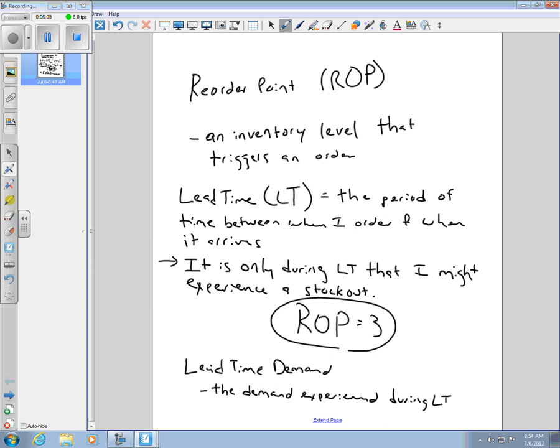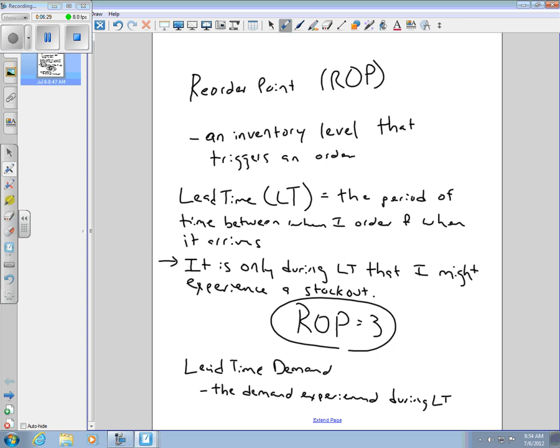So what I could do is I could go back historically. I could look at every time I placed an order for a particular product, I could look at how much of that product was sold while I was waiting on that product's order. And that would be lead time demand. And what I would find is lead time demand isn't always the same.